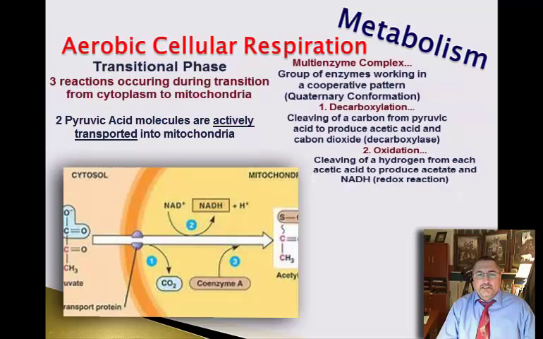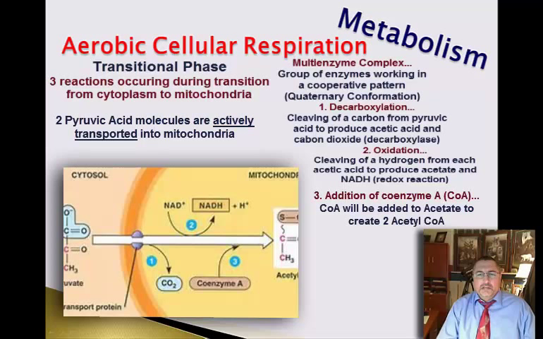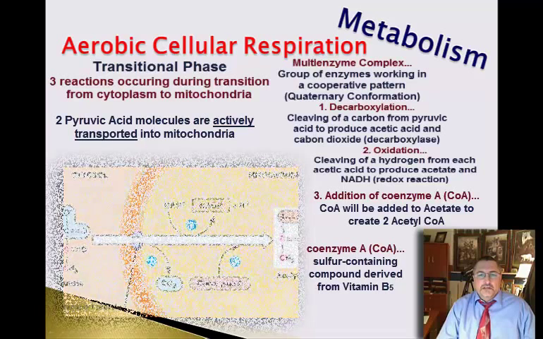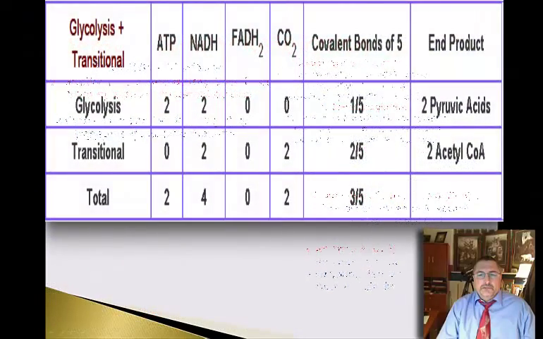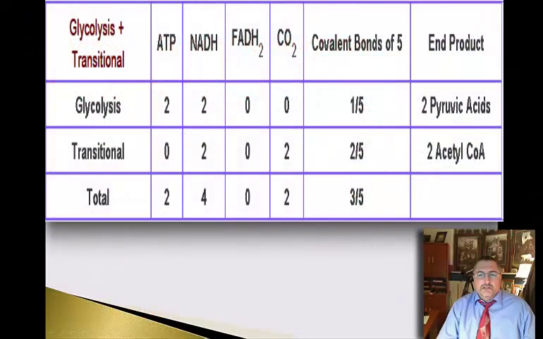And finally, that acetic acid molecule will be enzymatically bonded to a coenzyme A molecule. Now, what is coenzyme A? Coenzyme A is a sulfur-containing compound derived from vitamin B5. The end product of the transitional phase then is going to be acetyl-CoA. Now, it's important to remember that we have two of these pyruvic acids to carry through this process. Thus, we generate a net of two NADHs and two carbon dioxide molecules per glucose molecule that's brought in.